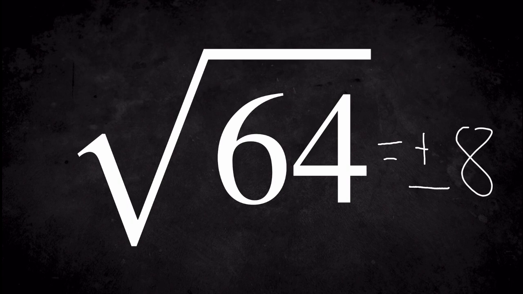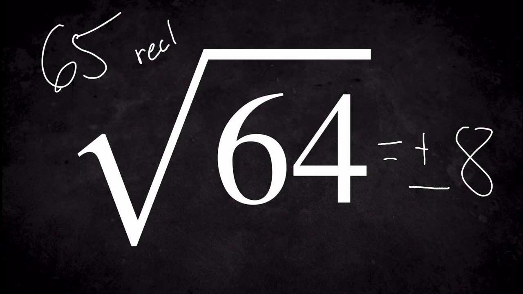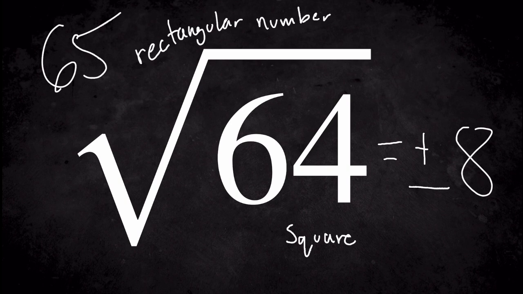What happens if the number inside the square root does not equal a whole number, and solving it would be a super hard process, for example, 65? Because this is a rectangular number, while this here is a square number. In the next few examples, I will be showing you the process of what to do when you have a rectangular number like 65 in a square root.